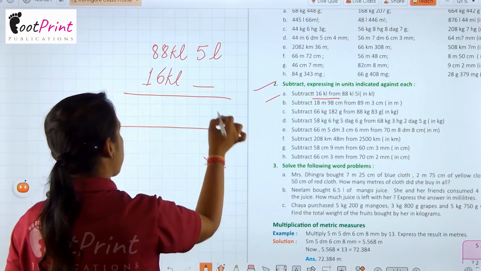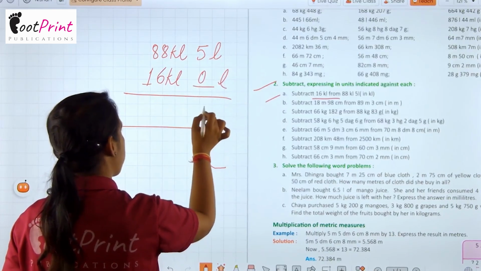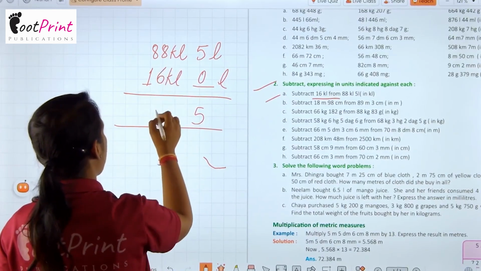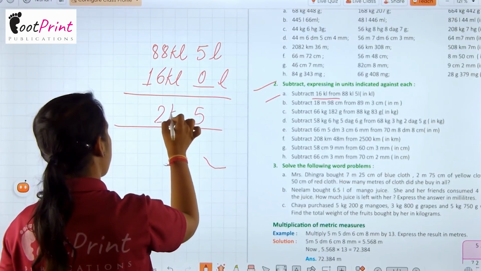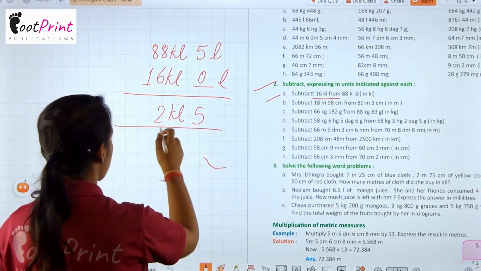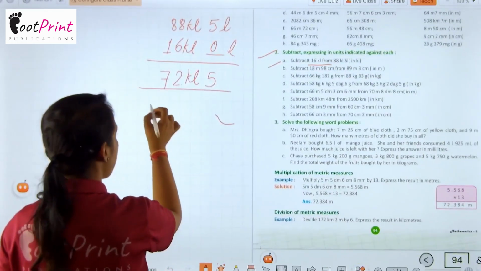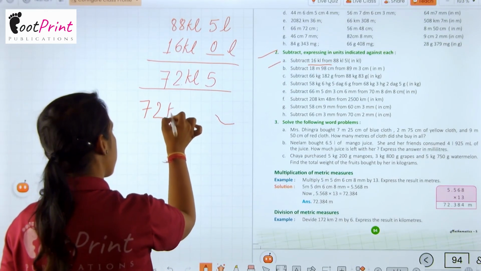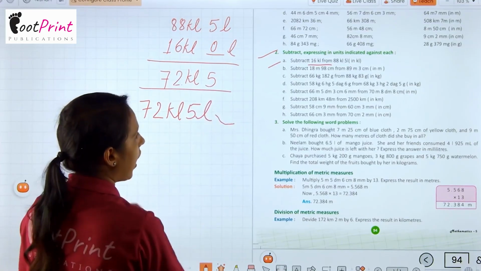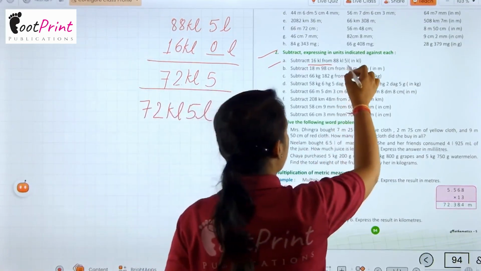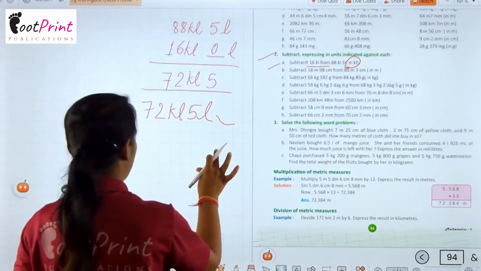Okay, it means we have 5 and 8 out of 6, 2, minus 6, 2 and 8 minus 1 is 7. So here what we have here? 72 kiloliter, 5 liter, and we have to write it in kiloliter. So how do we write?